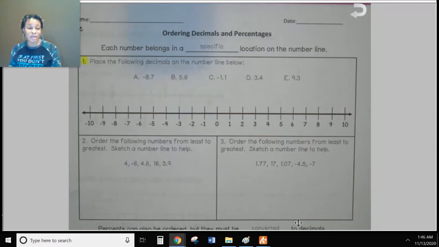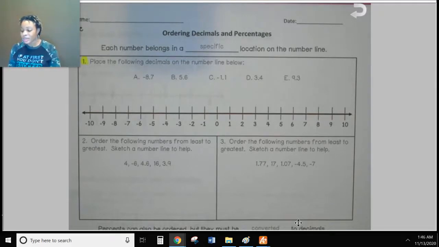Today we'll be looking at locating and comparing rational numbers. This is TEK 6.2c, which says I can locate, compare, and order integers and rational numbers using a number line. So let's jump right in.